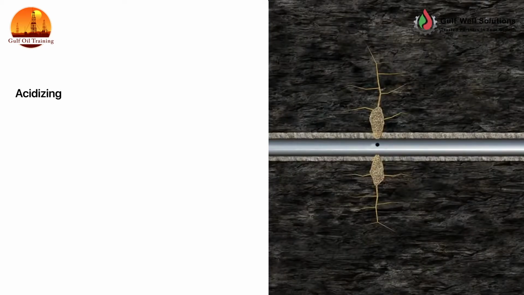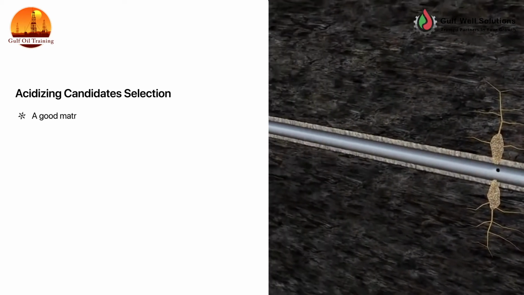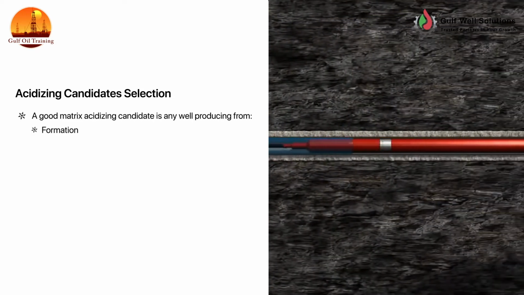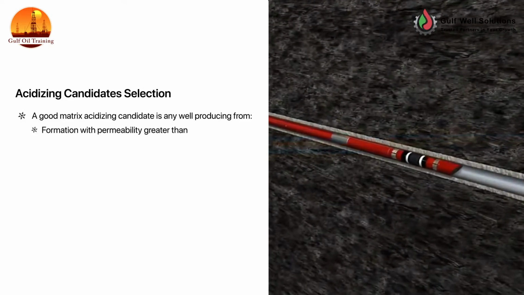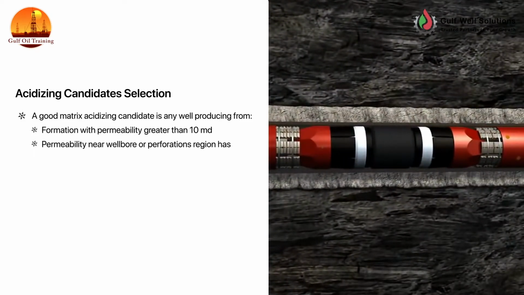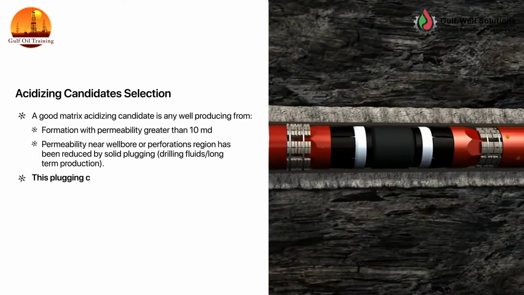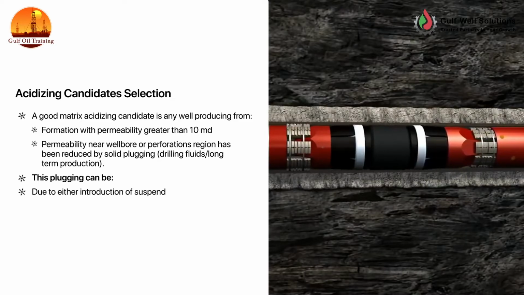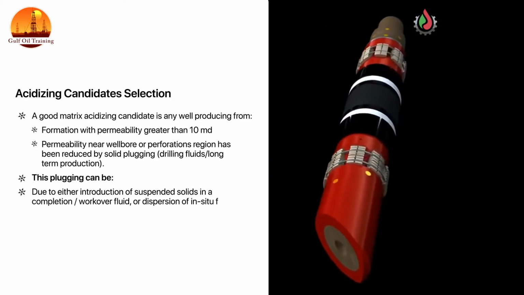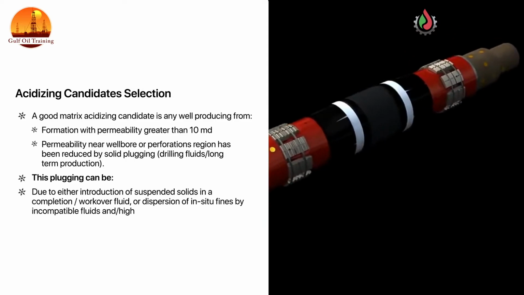production. Acidizing candidate selection. A good matrix acidizing candidate is any well producing from a formation with permeability greater than 10 millidarcies. Permeability near the wellbore or perforations region has been reduced by solid plugging, drilling fluid, or long-term production. This plugging can be due to either introduction of suspended solids in a completion or workover fluid, or dispersion of in situ fines by incompatible fluids and high velocities.